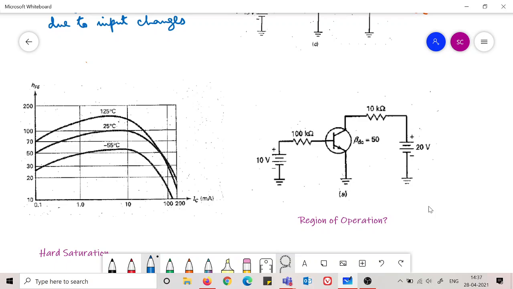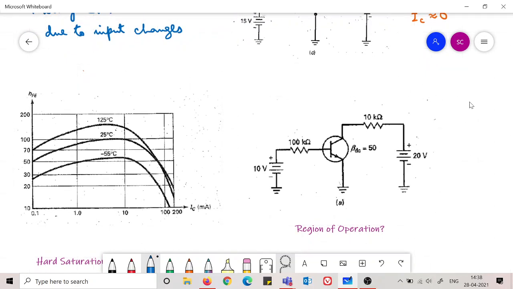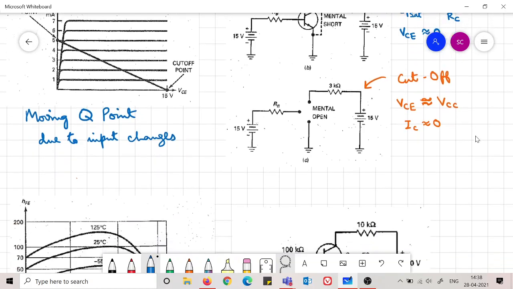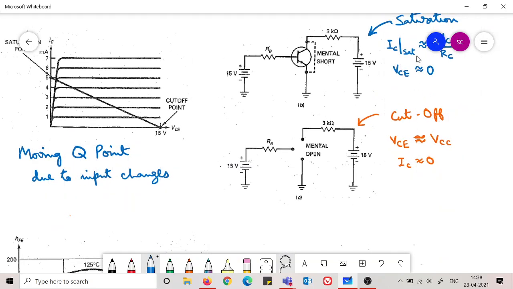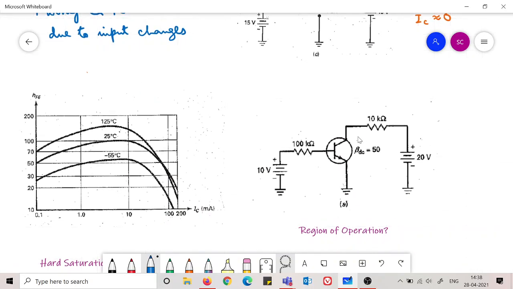For that case, what to do? We have to take help of whatever we have understood so far. So let us first try to see whether it is in the saturation region. So saturation and cutoff are like this. This is the way of analysis. Now if it is working in the saturation region, we assume beforehand that it is working in the saturation region. In that case, the voltage across this will be 0.